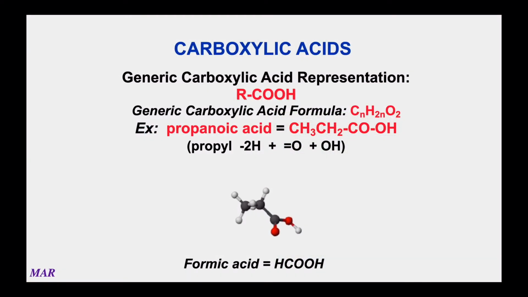Carboxylic acids have the generic formula with a COOH connected to some kind of alkyl group. COOH consists of a carbonyl, a C double bond O, connected to an OH group. So it's like a carbonyl with an alcohol next to it, and then there'll be some type of alkyl group to the other side. This is a special kind of reactivity.